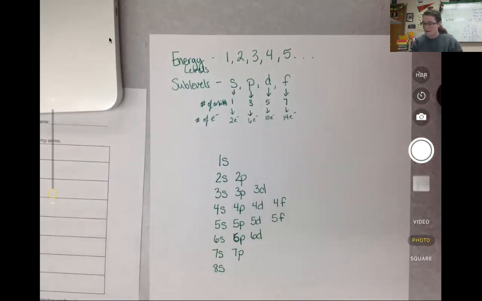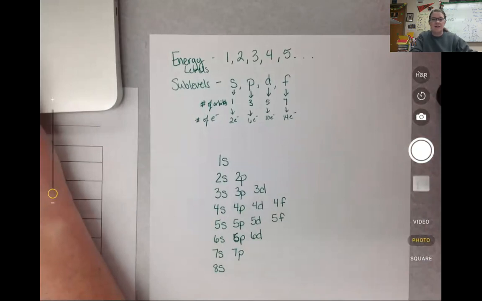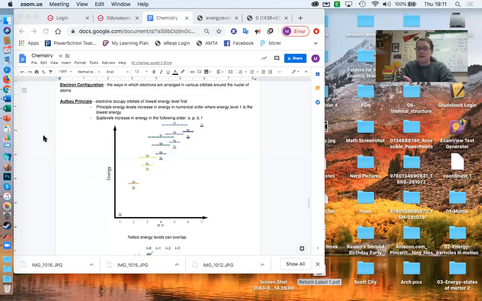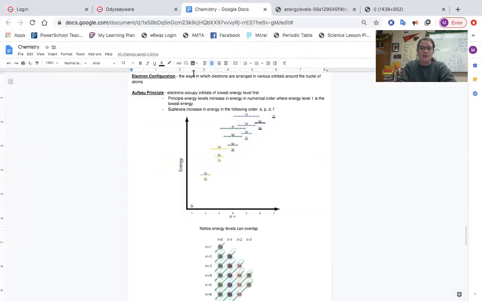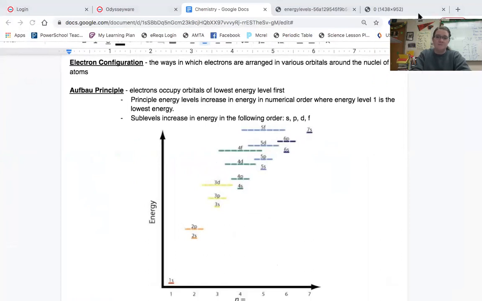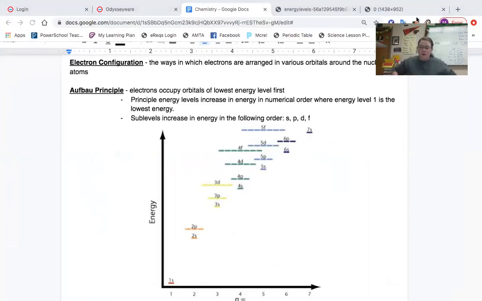Again, we're going to look at electron configuration. What electron configuration tells us is how electrons are arranged around the nucleus. What sublevel are they in? What energy level are they in? It is the way in which electrons are arranged in various orbitals around the nucleus of your atom. We want to figure out, how do our electrons fill orbitals?